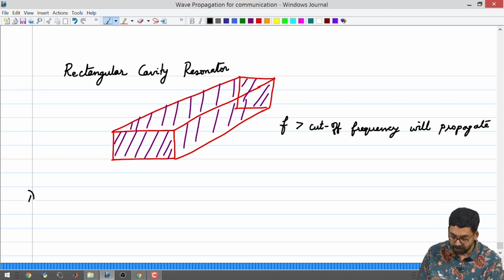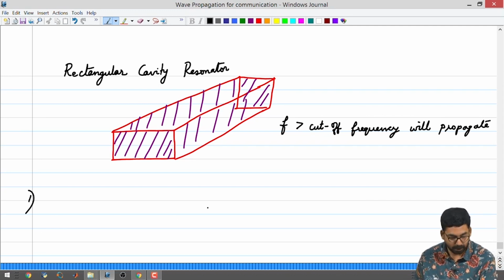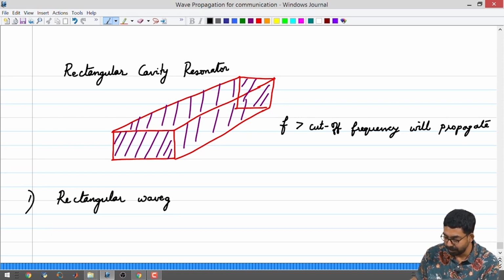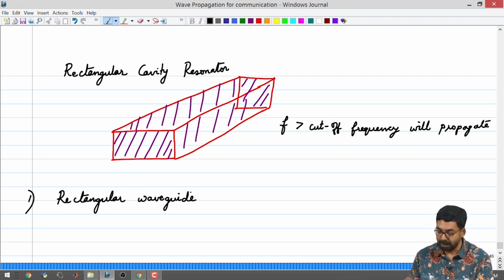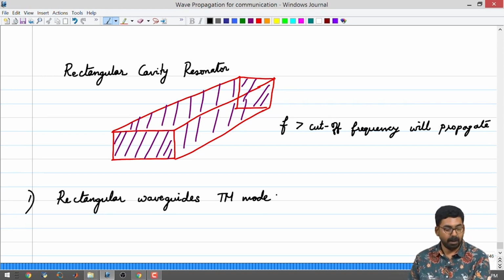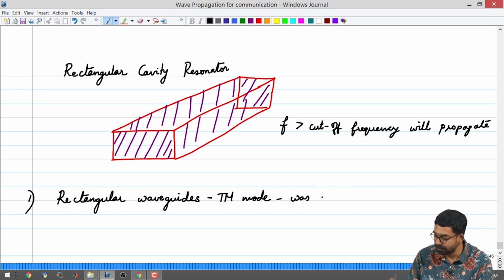Now, in order to proceed with this analysis, let me just recap what we had seen for a rectangular waveguide, all right, for the TM mode. Okay. So, the rectangular waveguide, I am not going to write all the components, I am just going to write the electric field Z component. Okay. So, I have a rectangular waveguide and TM mode was already done in class.